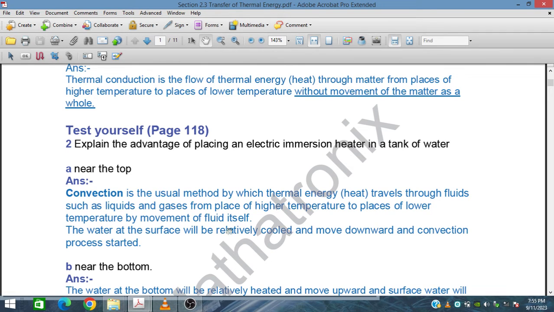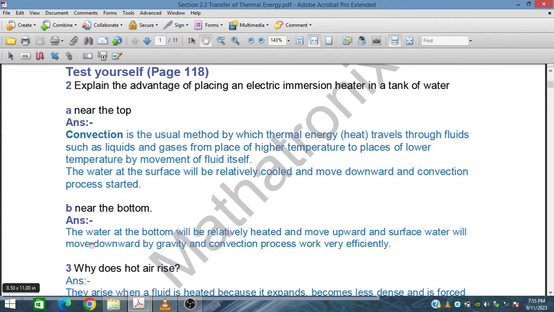So if the hot water is placed inside, the water will heat up and rise to the surface where it gets cooled, and because of high density it will again move down. The water at the bottom will be relatively heated and move upward because of low density, and surface water will move downward by gravity, and the convection process works very efficiently. So the convection current will develop.